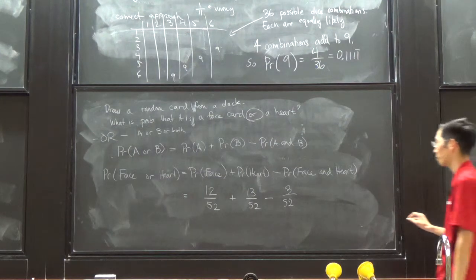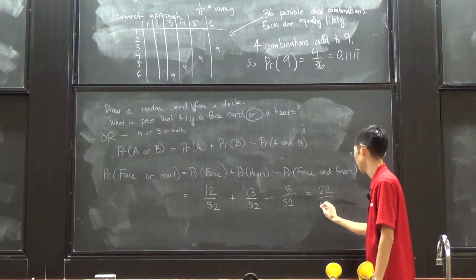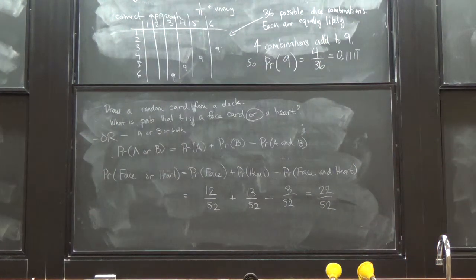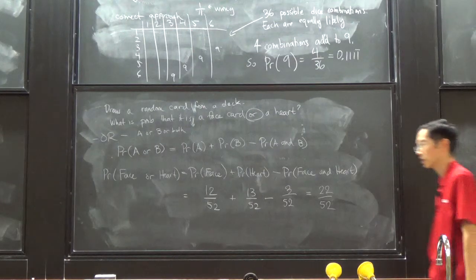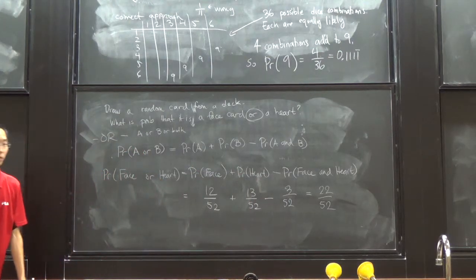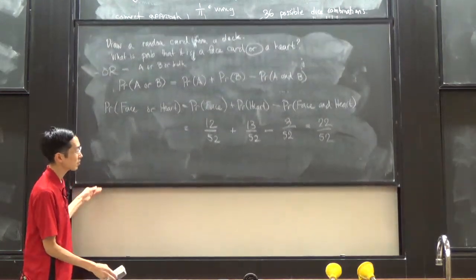So my overall probability would be 22 out of 52. Probability of drawing a face card or a heart. Acceptable? Okay.